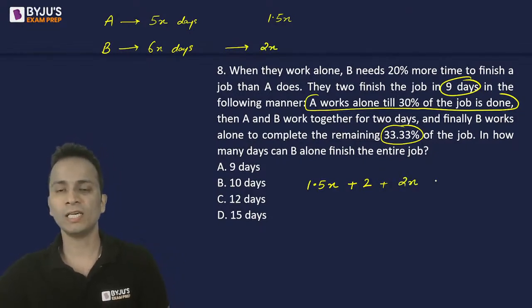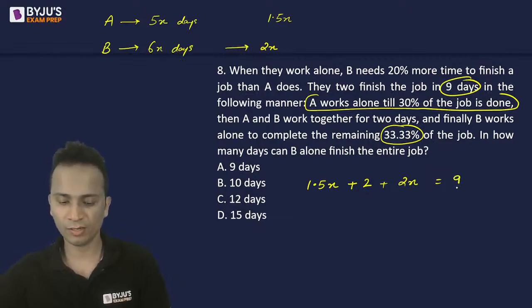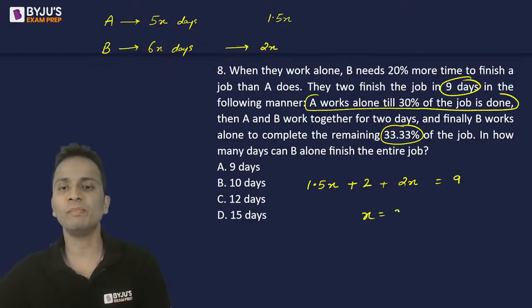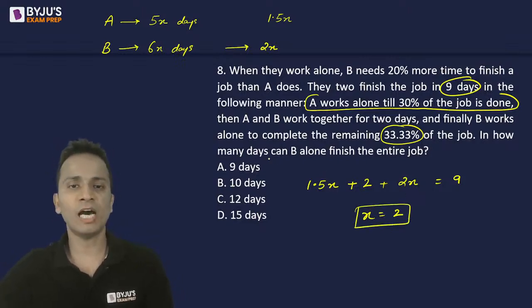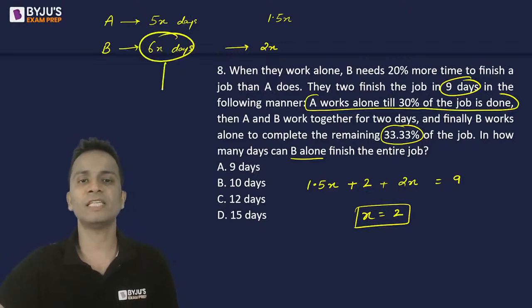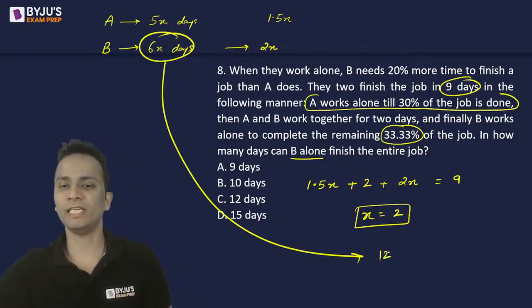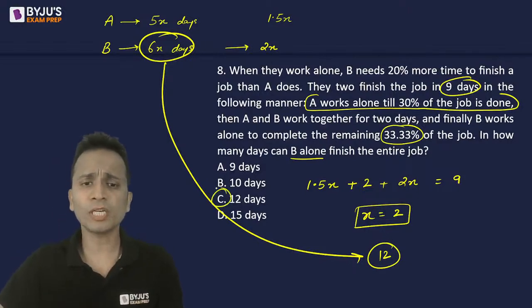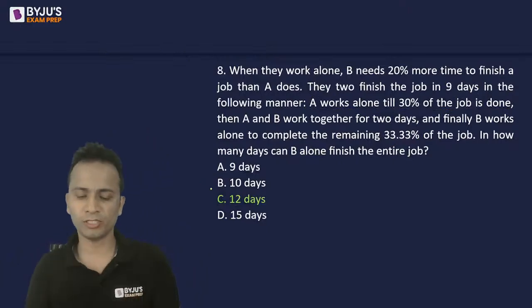So 2x days. And these total number of days is equal to 9. So you can find out the value of x. The value of x will be equal to 2. And you'll have to find out in how many days B alone can finish the entire job. B alone can finish the entire job in 12 days. So the correct answer of this question is option C.